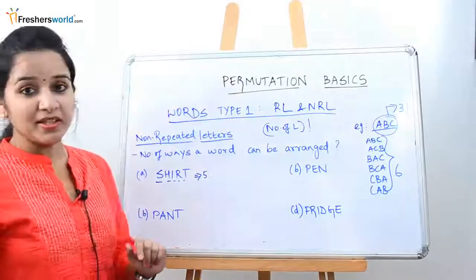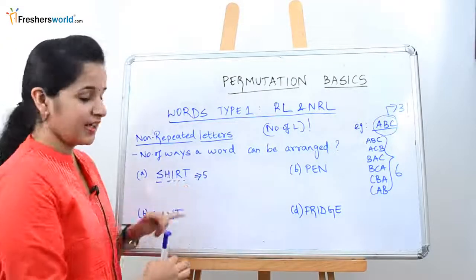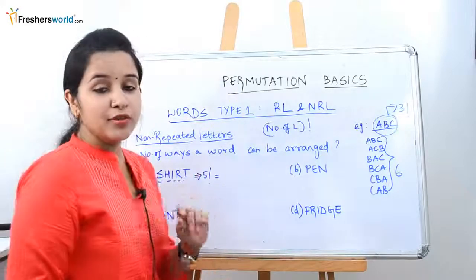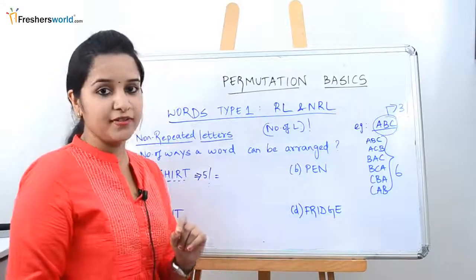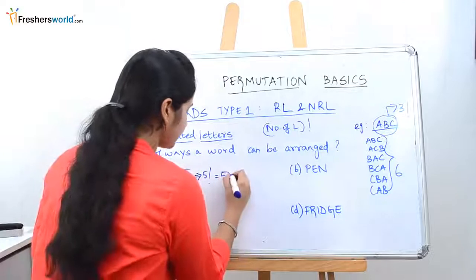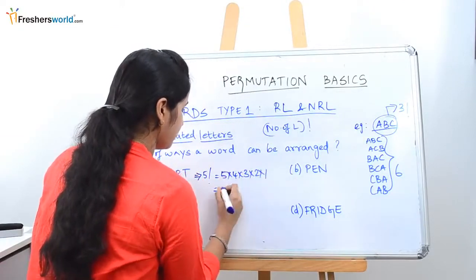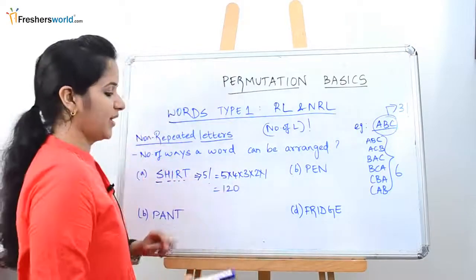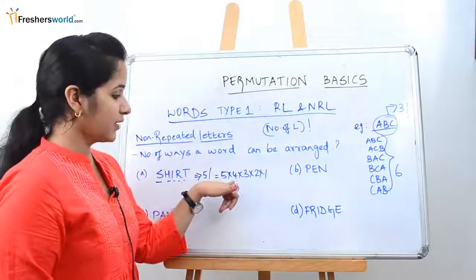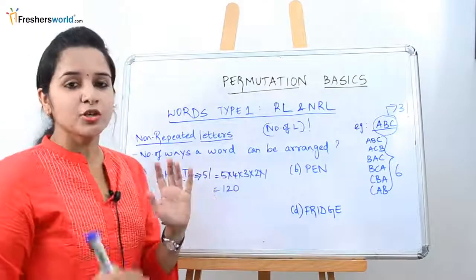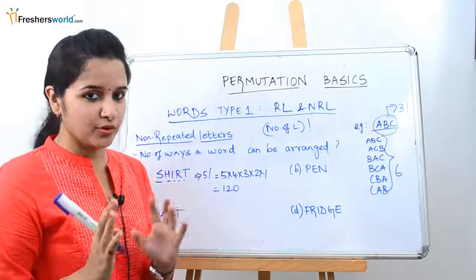So, what will be the answer for it? We have 5 letters here, then the answer is 5 factorial. Now, if you are aware of the value of 5 factorial, we know that it is 120. Every time doing all these multiplications is difficult. So, always remember to memorize from 1 factorial to 7 factorial.